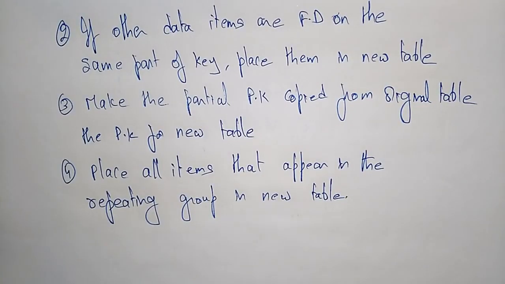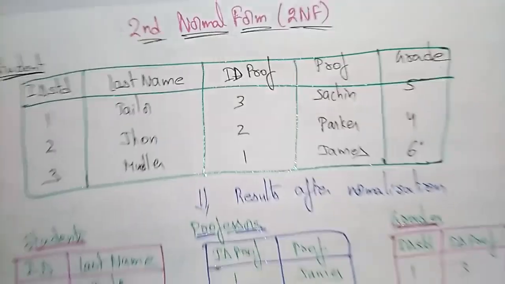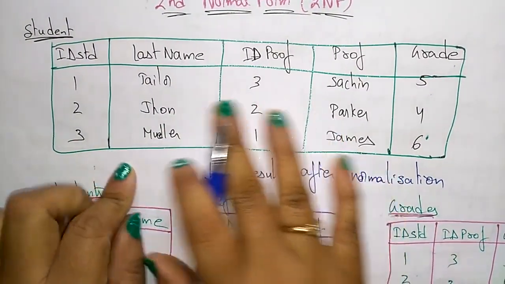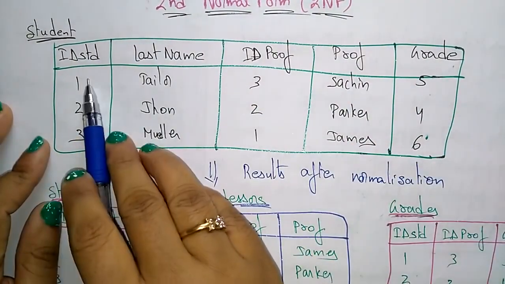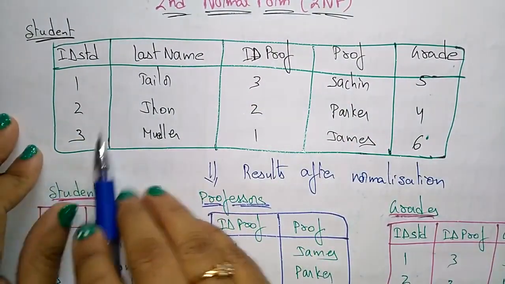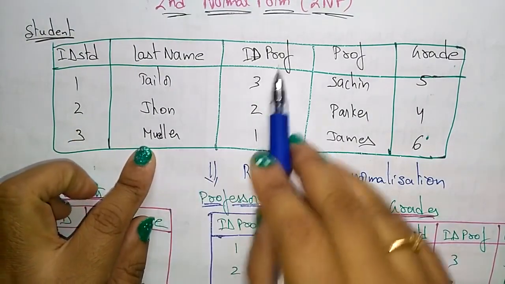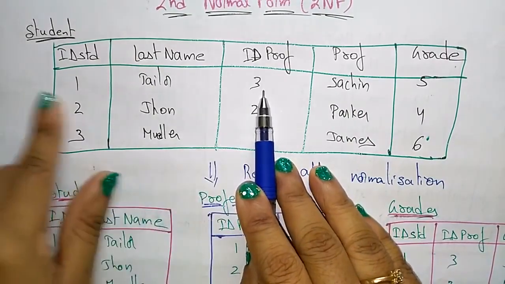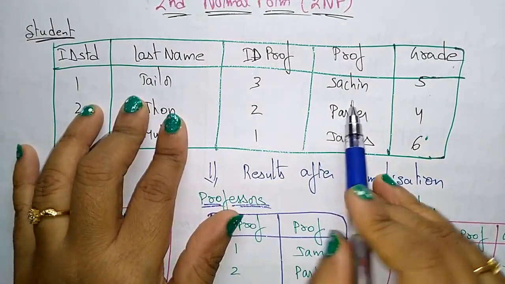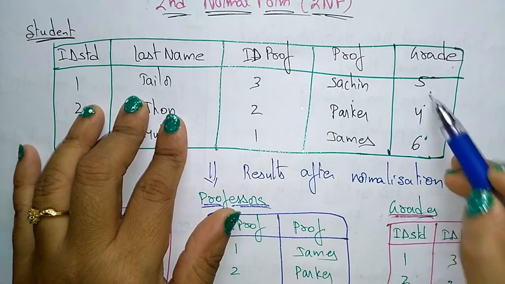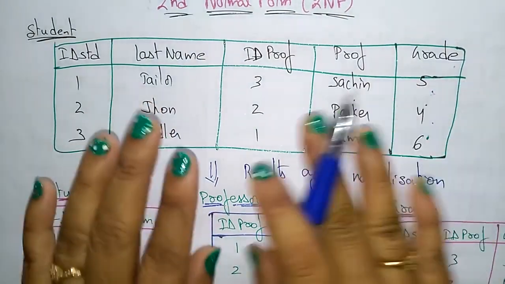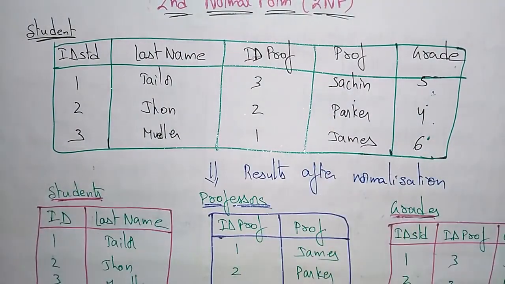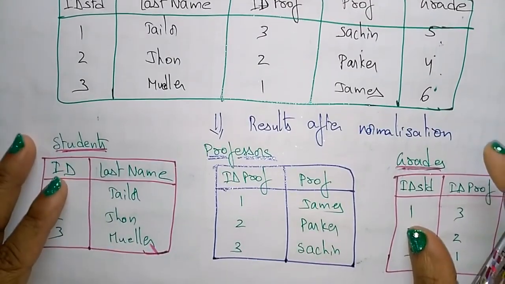Let's see an example for the second normal form. Here I have taken a table which is not normalized and has redundant data. The student IDs are 1, 2, 3 with the names of the students, then a professor ID, the professor name related to that student, and their grades. This table contains inconsistent data, so let us decompose the table through normalization.